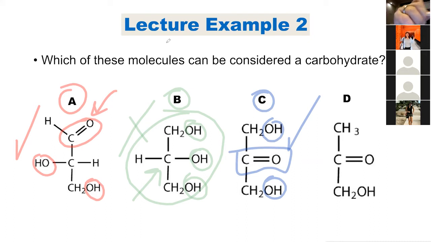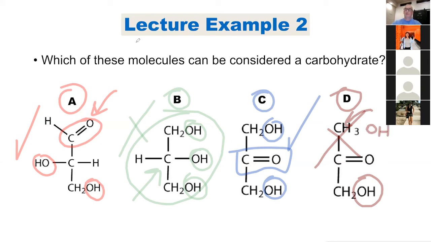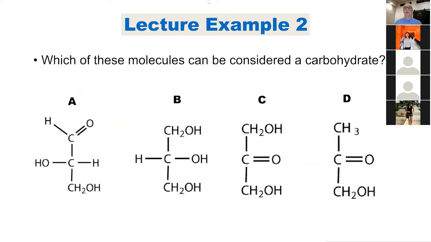Now, what about the last one? What about D? No. How come? Only one OH group. That's right. It only has 1 hydroxyl. So that would not be considered a carbohydrate. If this was oxidized, and then you put a hydroxyl group there, then it would be a carbohydrate, but it isn't until it gets another hydroxyl group. Great job.